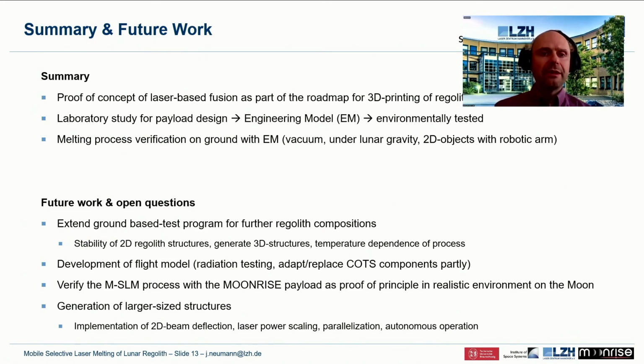In summary, we have a proof of concept of laser-based fusion as part of the roadmap for 3D printing of regolith structures on the moon. We performed a laboratory study for payload design. We built an engineering model which was environmentally tested, and the melting process was verified on ground with the engineering model in a vacuum condition under lunar gravity condition, and with writing 2D objects with a robotic arm.